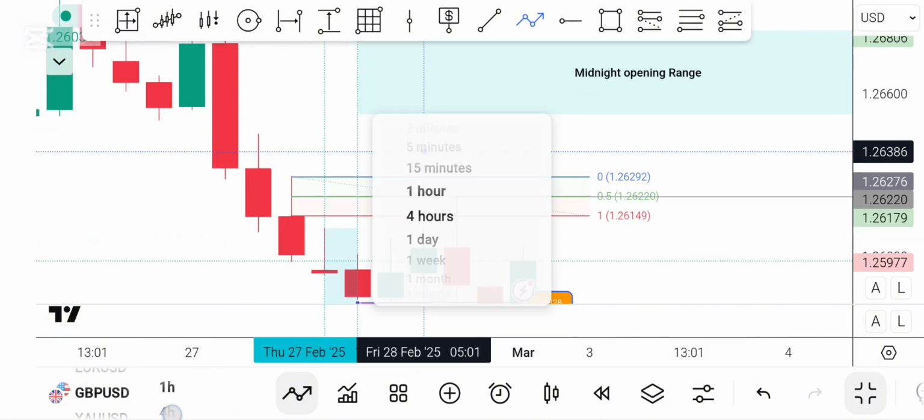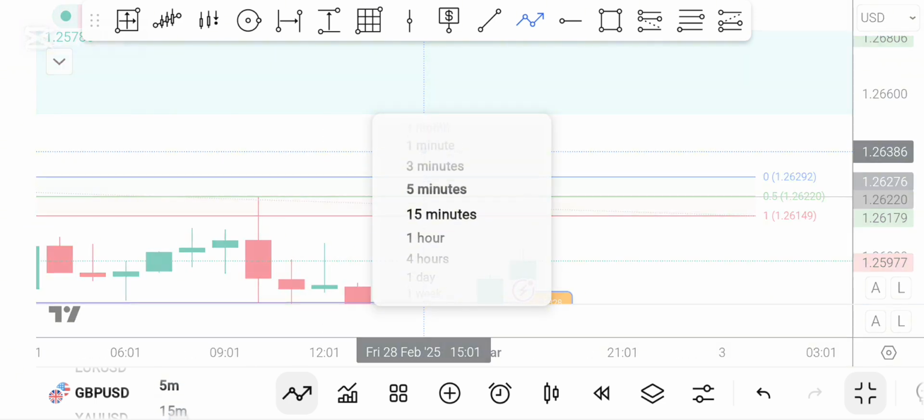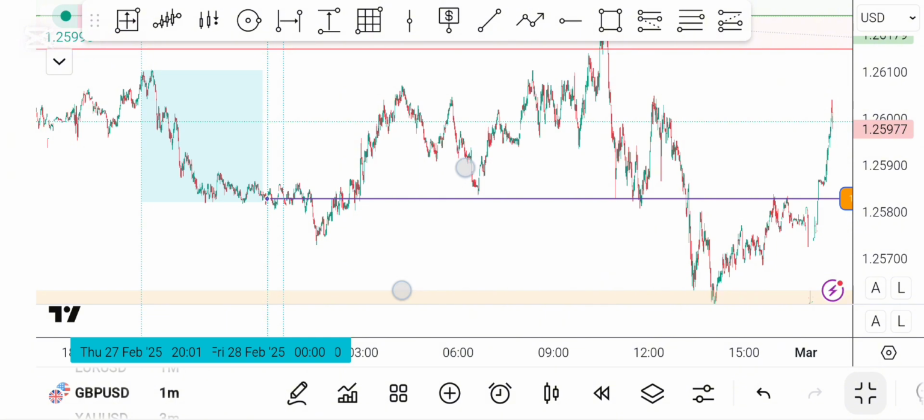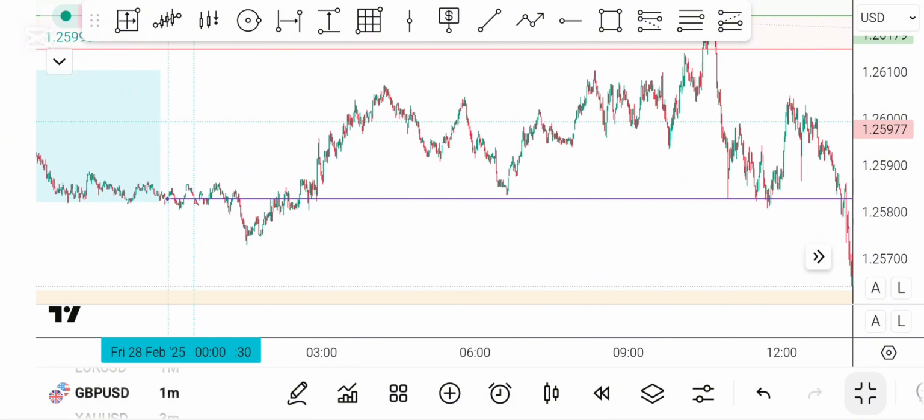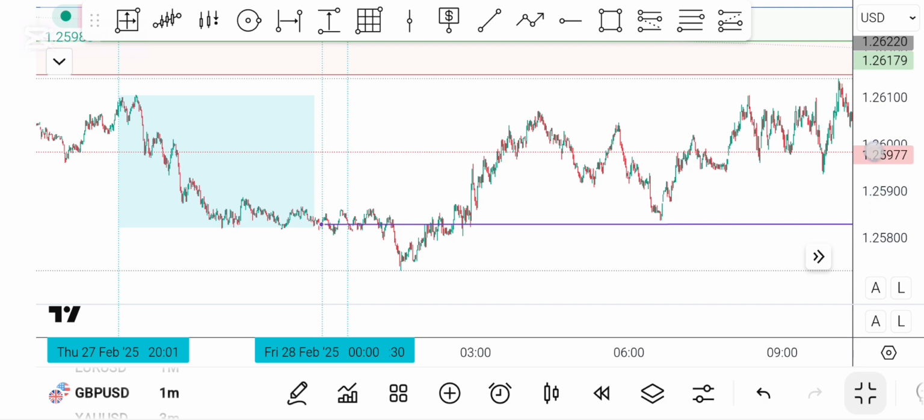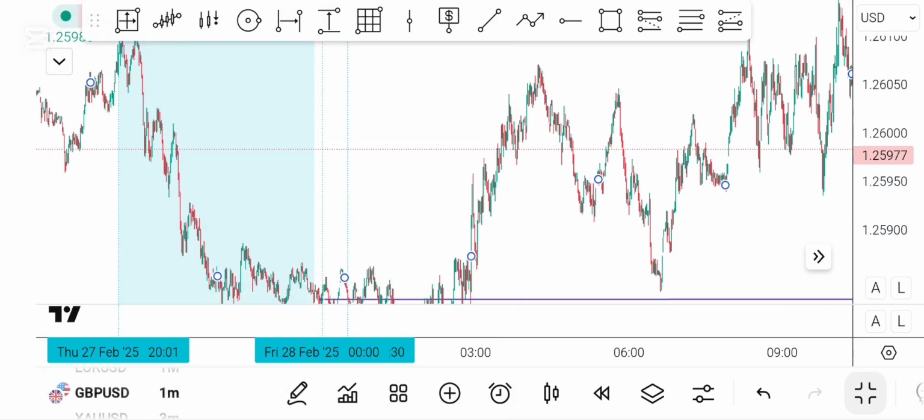Let me drop to the 1 minute time frame. To get this range, you have to be trading on the 1 minute time frame. So I am going to be showing you how the highs and the lows of the days are formed. So we are currently looking at pound dollar on a 1 minute time frame, okay?